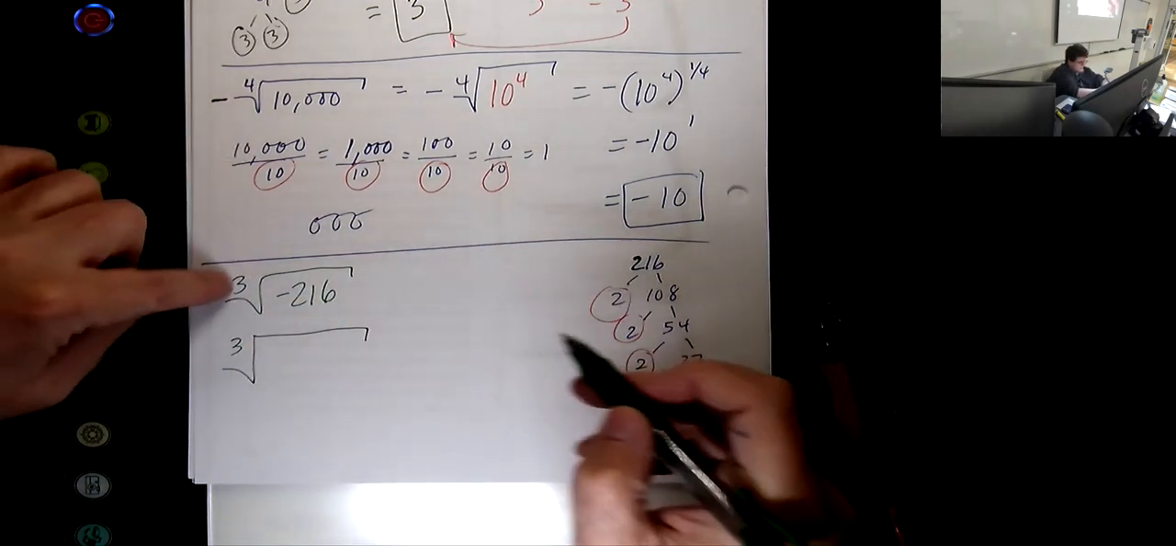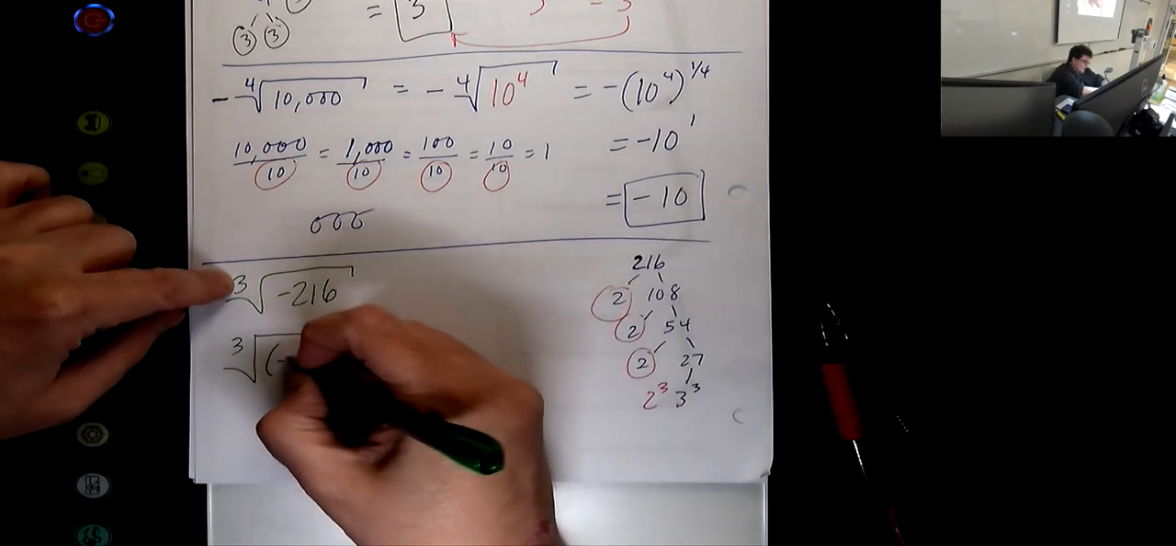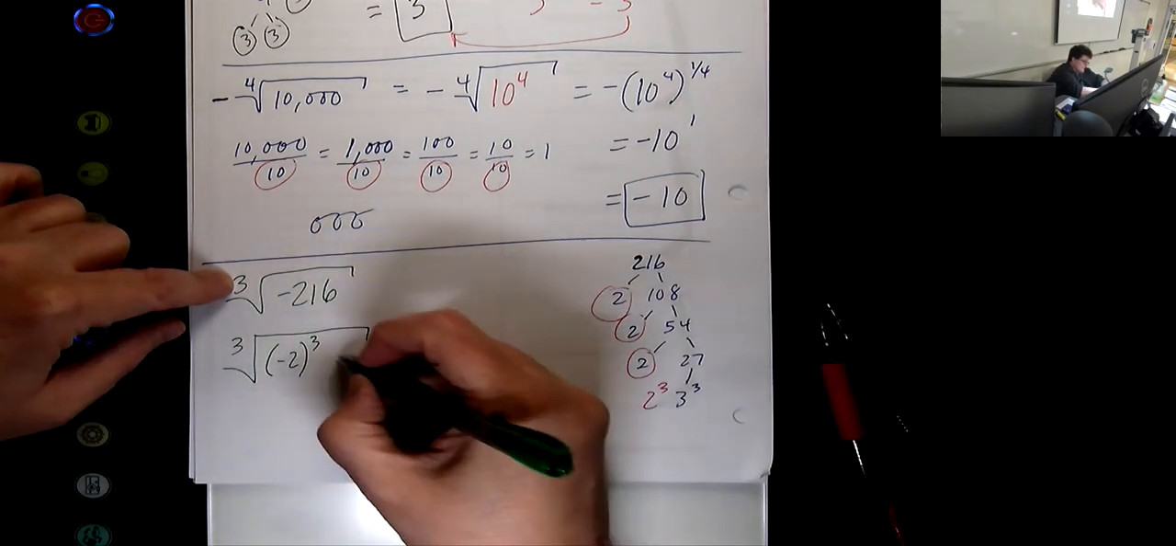Since this number out here is a cube, and these are cubes, I can put that negative in with one of them. I can say that's negative 2 cubed, and then 3 cubed.